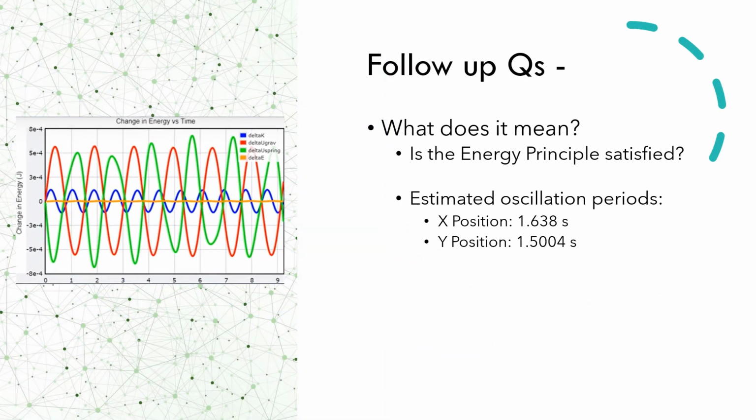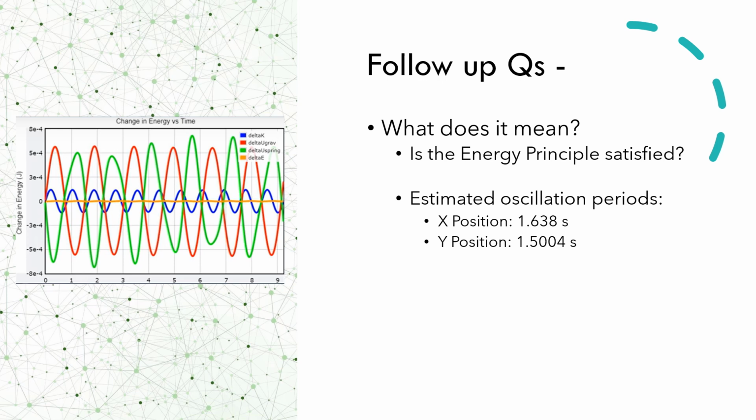Some follow-up questions are, is the energy principle satisfied? In our situation, yes, because as indicated by the orange line, after one oscillation, the change in energy was always 0. Next, we are asked to estimate the period of oscillation using our x position data and y position data.